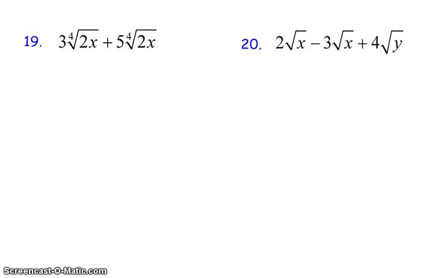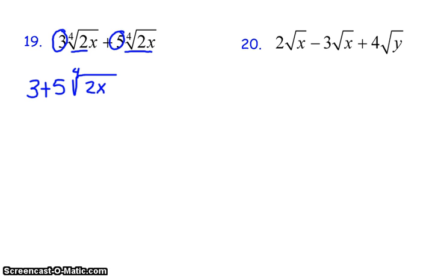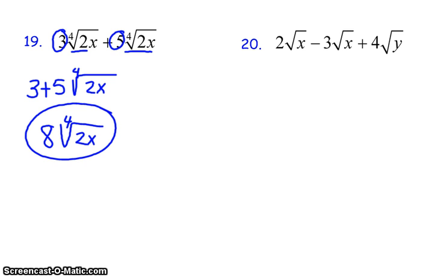In order to add radicals, you have to make sure that you have exactly like terms. They're both 4th roots of 2x, so they are identical, so we can add the coefficients, 3 plus 5, and then we have the 4th root of 2x, so we would end up with 8 times the 4th root of 2x. And that is as simplified as possible.